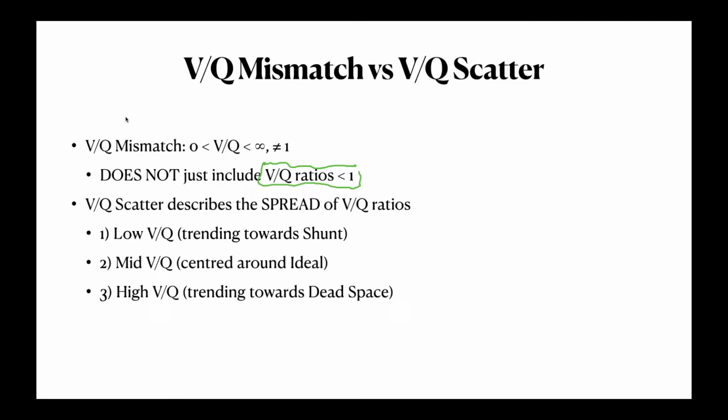So remember, VQ mismatch just talks about an individual VQ ratio. So a VQ ratio between 0 and infinity, but not including 1. And VQ scatter describes the spread of VQ ratios. In other words, you are increasing the amount of low, mid, and high VQ units. All right.